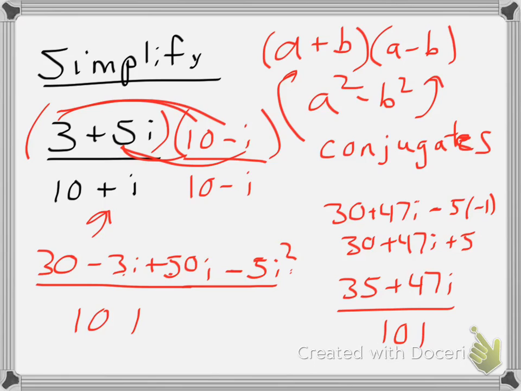Lastly, I want to see, can I simplify any of these three numbers, the 101, the 47, or the 35? So in other words, is there any number that goes into all three evenly besides 1? And in this case there isn't. So I cannot simplify any further. This becomes my final answer. So I simplify these types by identifying the conjugate of the denominator, and then multiplying both numerator and denominator out, simplifying as much as I can.